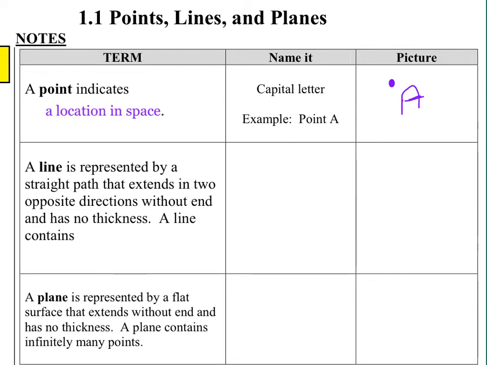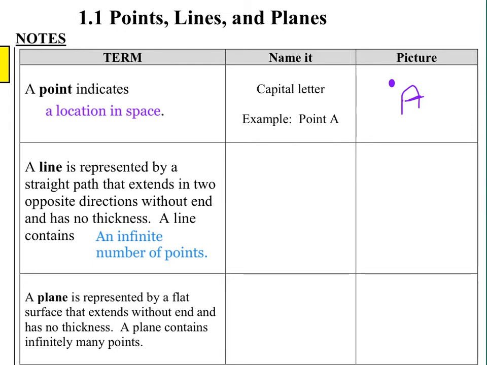The next term that we have is a line. Lines are like if we take our Legos and we start making bigger single pieces, right? So it's a straight path that extends in two opposite directions without end, it doesn't have any thickness, and it contains an infinite number of points.